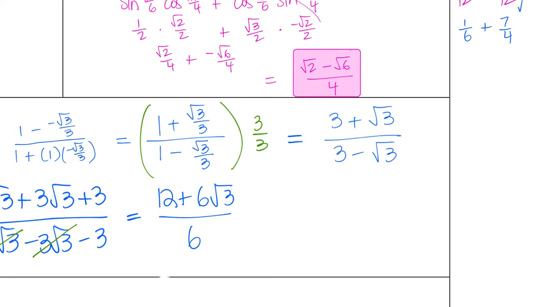One last thing is that I can treat each one like its own fraction. So 12 divided by 6 and 6 divided by 6. And that gives us 2 plus square root 3.